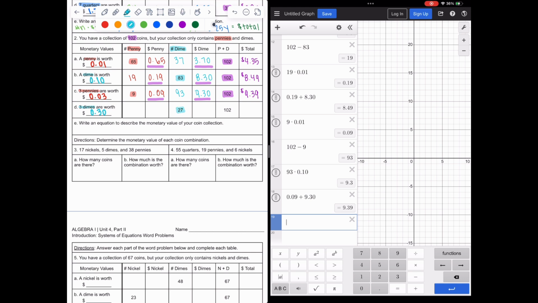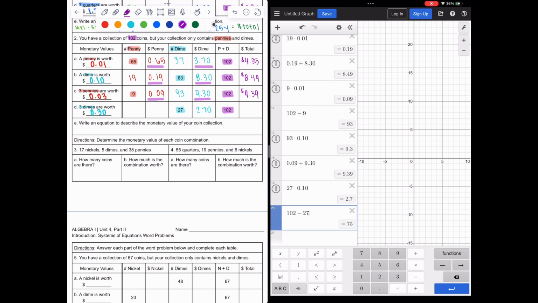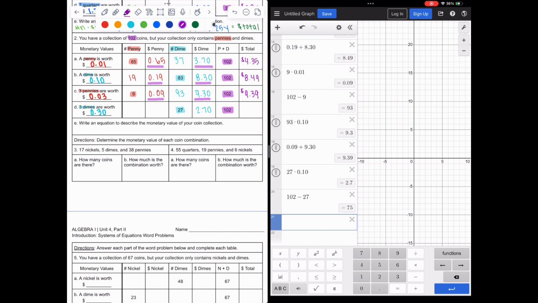We have the dimes. All right, this time we're told there are 27 dimes. When we have dimes, we know that each dime is worth 10 cents, so that's a cash value of $2.70. In a coin collection that has 102 coins, if 27 of them are dimes and the remaining coins are pennies, then we subtract out the 27 dimes and we end up with 75 pennies.